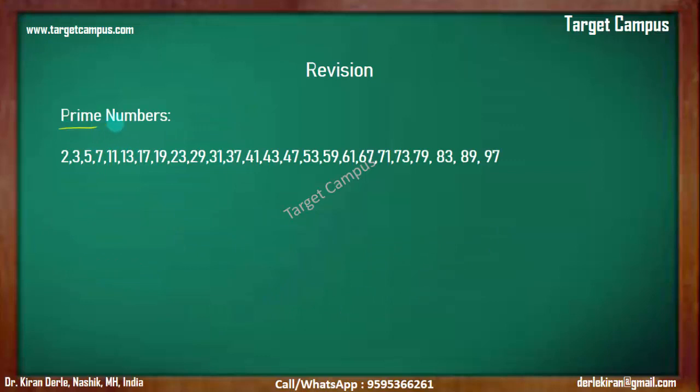Okay, prime numbers. So these are prime numbers, right? 2, 3, 5, right? And this is one takeaway you can take: from 1 to 100 you have 25 prime numbers. From 1 to 50 you have 15 prime numbers. So from 51 to 100, you have 10 prime numbers. I hope this is clear, right?